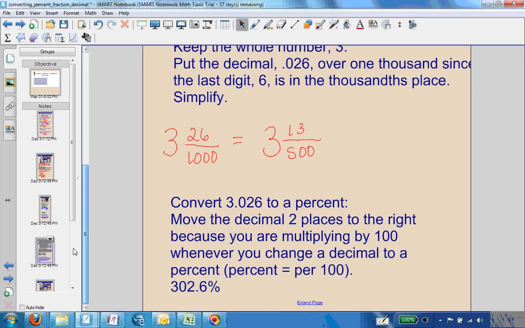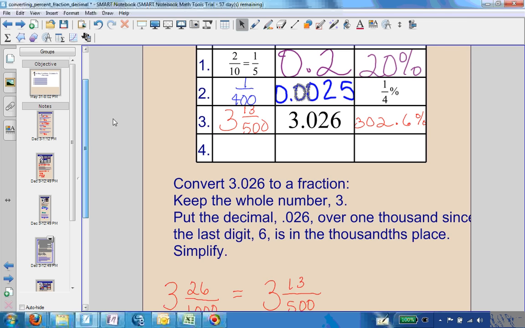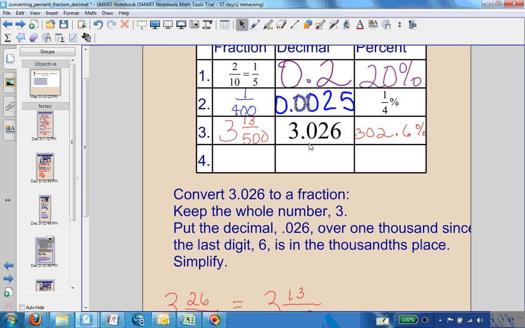To convert 3.026 to a percent, you just move that decimal 2 places, 1, 2, because you're multiplying by 100, so you get 302.6%. And that makes sense because whenever we have one whole, that's 100%. So if we have 3 wholes, that's 300%. If we have slightly over 3 wholes, that's slightly over 300%.